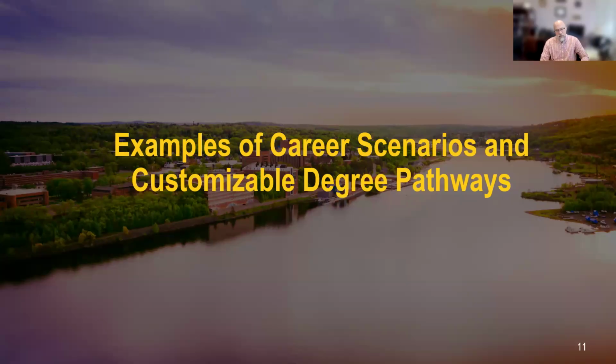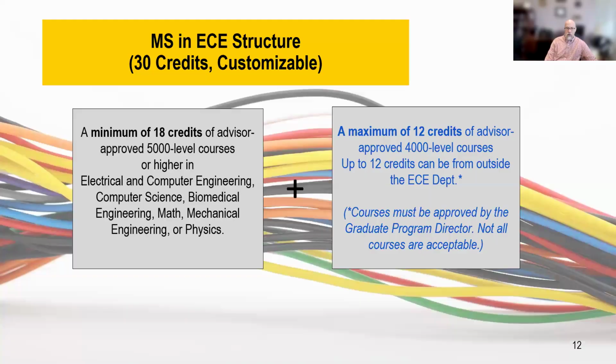So these are just a couple of scenarios. Again, the whole program is very customizable for each person, but these are a couple of scenarios that are fairly common that we see people going through. So for example, a master's degree in ECE is 30 credits, and like I said, one of the main requirements is that you have 18 credits at the 5,000 level. 5,000 level courses are the graduate courses. 4,000 level courses are the senior undergraduate courses.